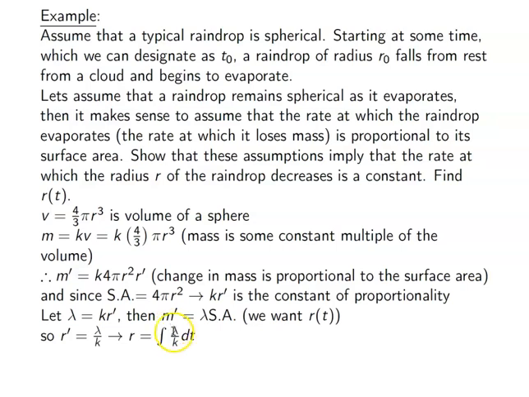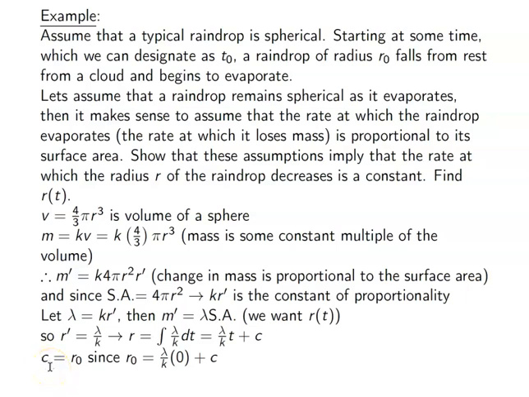Remember lambda is considered a constant. K is this constant, right? So then this is just gonna be lambda over k times t, plus a constant through integration. So my radius function is lambda over k times t plus some constant, okay?